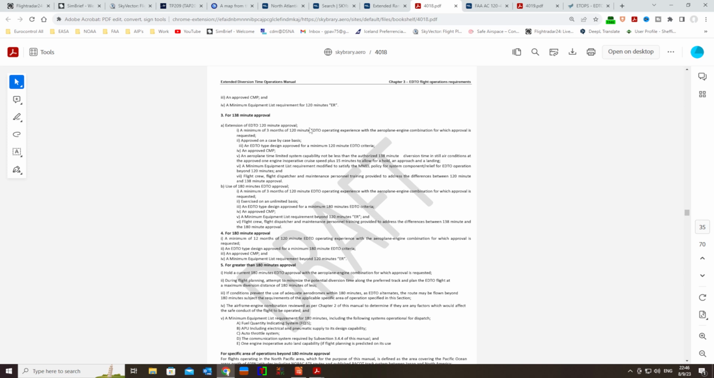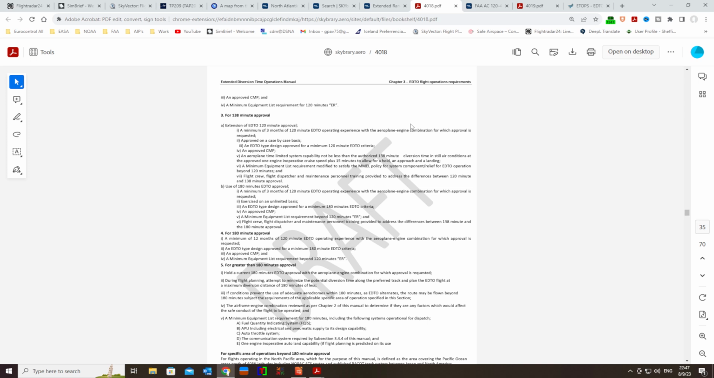So basically, the minimum approval list requires a minimum of 3 months of approved or proven operations in EDTO. During these 3 months you are flight planning accordingly. You keep the maintenance records and all your flight plans wherever you fly with a specific aircraft. You keep applying the 120 rules, even if it's within Europe or within the States.